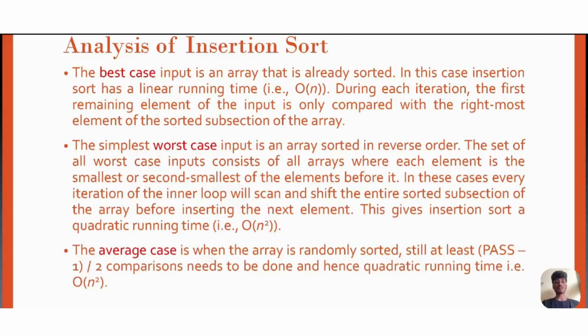In these cases, every iteration of the inner loop will scan and shift the entire sorted subsection of the array before inserting the next element. This gives insertion sort a quadratic running time. The average case is when the array is randomly ordered; still, at least pass 1 two comparisons need to be done, and hence the running time is quadratic, order of n square.